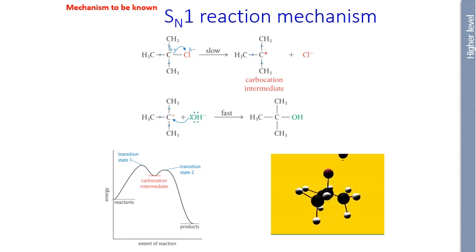So here you have the tertiary alcohol compound, chloride being attacked. There's the leaving group, the carbocation intermediate, and then the covalent bond forms between the hydroxide and the carbocation carbon, leaving the tertiary alcohol.